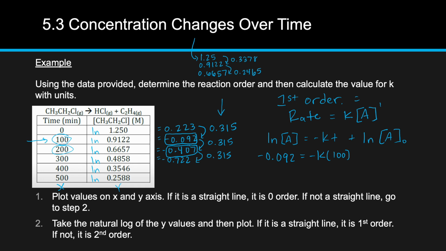So then we have our B value, which is the natural log of the initial concentration, and that is going to be our 0.223. So when we do that, we're going to get a K value of 3.15 times 10 to the negative 3. And remember, for first order, our K units are always going to be time to the negative first power. In this case, we have minutes, so our unit is minutes to the negative first power, and that is our answer.